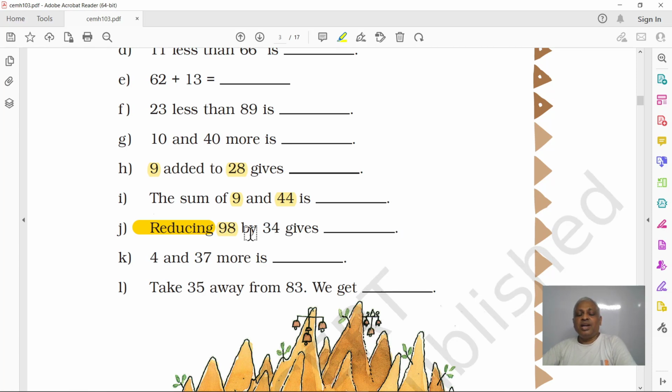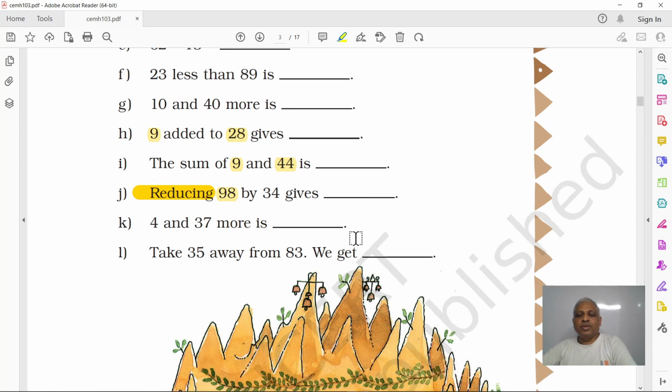right? And we have added 2 earlier. We deduct that. 66 minus 2 gives 64. So the answer for this is 64. And next, 4 and 37 more are. So more means it's addition. 4 plus 37. So you can add this straight away. You take 3 from here, add to this, this becomes 40 plus 1, 41.